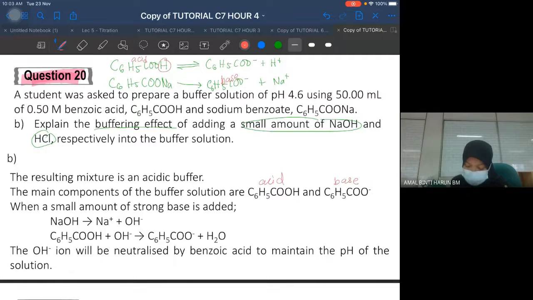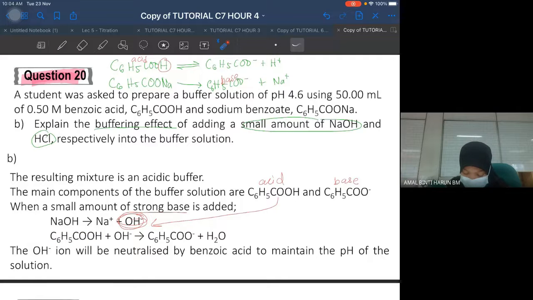So when a small amount of strong base is added, which component will neutralize this base? Of course, the acid will neutralize the base added. So our reaction takes the weak acid from the buffer and neutralizes the hydroxide ion added. So the H goes here, so it becomes water. That means if we add OH minus, it will be neutralized by the acidic component of the buffer.